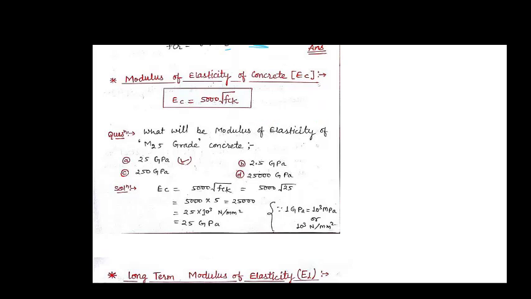So here is also a small numerical. What will be the modulus of elasticity of M25 grade? Here it is asking the value of EC for M25 grade. So again putting the grade value 25 in this formula, we get 5000 under root 25. So 5000 times 5 becomes 25,000 megapascal, but the options here are given in gigapascal, so we'll convert it by multiplying by 10 raised to power minus 3. So it becomes 25 gigapascal. So the correct answer is A.